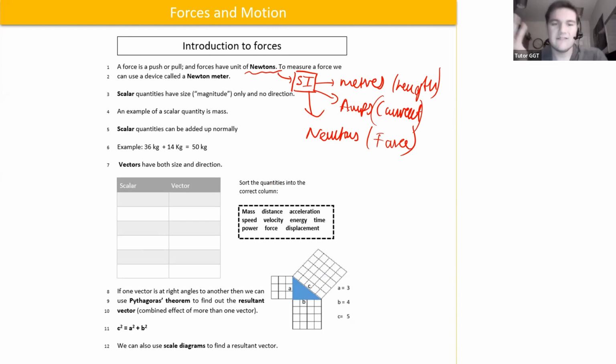These quantities can be grouped up into two different groups, be it scalar quantities, which have magnitude and no direction, and vector quantities, which, as you know, probably have both a magnitude and a direction. So a classic example for a vector is something like a force. We know forces, we draw them with arrows, for example.